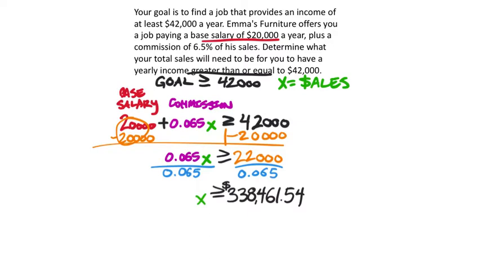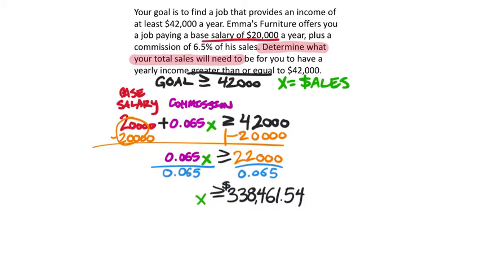Now, some of you may be wondering, well, how did we know the X was going to be sales without knowing that it's 6.5% times the sales? Well, if you read the problem, this just comes with some of the reading. Your X value, whatever your variable is, should be what you're trying to solve for, right? And it said determine what your total sales will need to be. If you can see that in the words, then automatically that should be your X value because that's what you're going to need to solve for, all right?